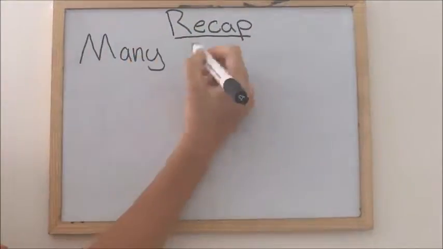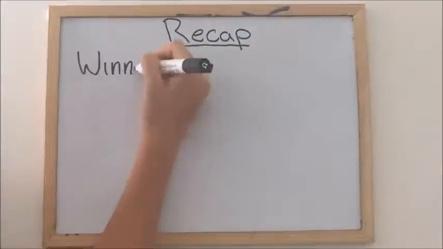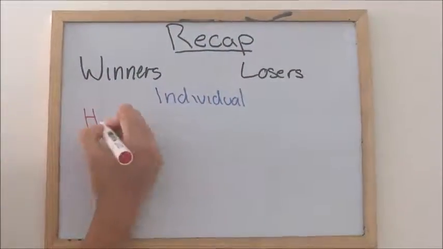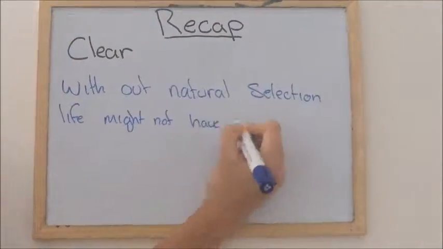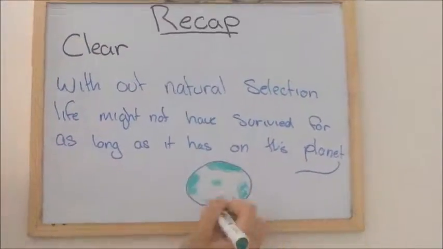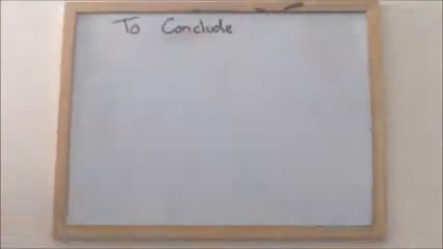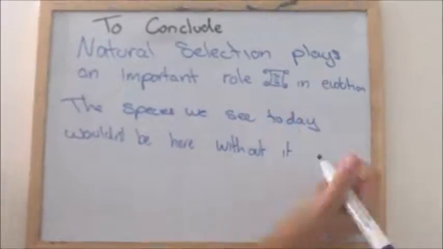Recap. There may be many causes of natural selection such as directional selection, stabilizing selection, and isolation. This process evidently has winners and losers on an individual level, but it's clear to me that life itself is a definite winner with natural selection. Without it, we may not have survived for as long as we have on this planet. To conclude, natural selection plays an important role in evolution to create the species we see today, including humankind itself.